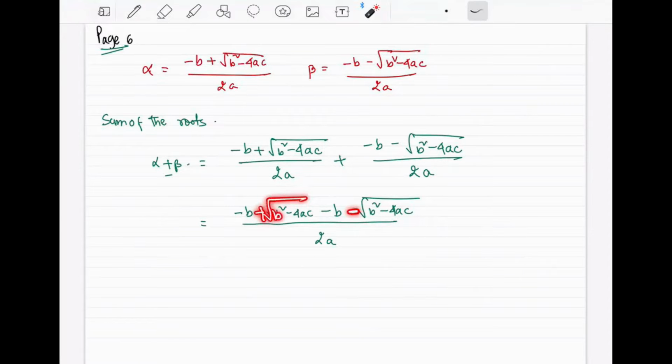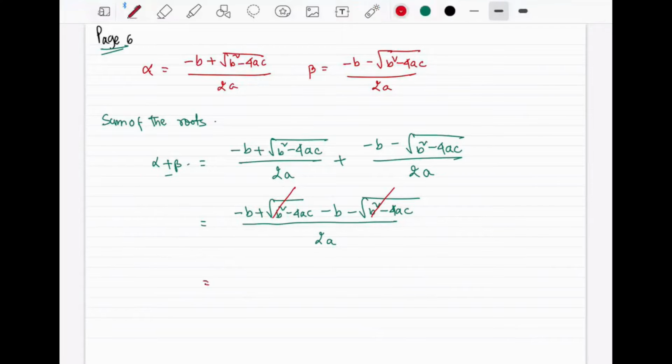Look, there is root over b square minus 4ac in both of them. But one has positive sign, the other is minus sign. If you have plus a and minus a, then you will cancel them, right? A minus a will be 0. Same thing, you can cancel out this value and this value because they subtract out to 0. What is actually remaining there? There is a minus b remaining here, and then there is a minus b remaining here. So minus b is remaining.